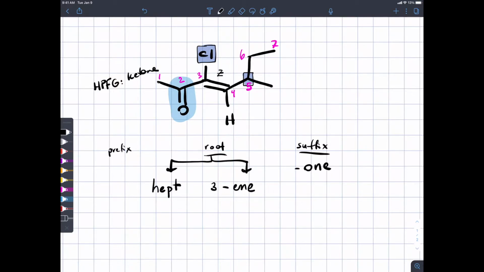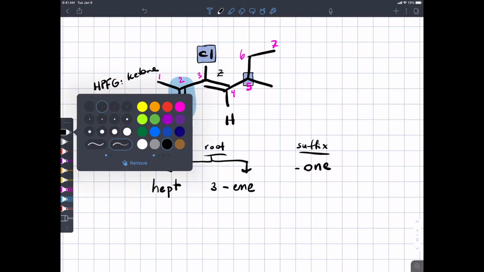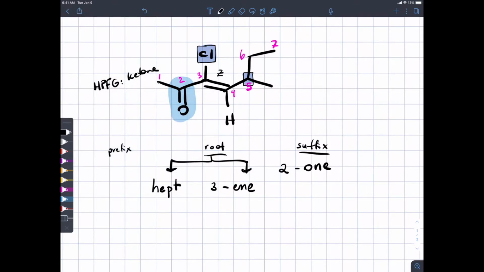And a ketone has a carbon-oxygen double bond, and then that carbonyl group carbon is bonded to two other carbons. So if we just leave the -one there, it is not at all clear where that carbon-oxygen double bond should be. So we have to say where it is. So we've got to put a number there. And we're going to put the number immediately in front of the -one.